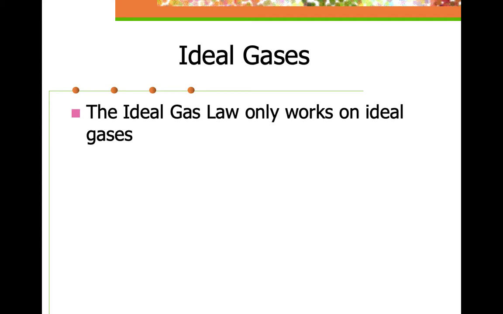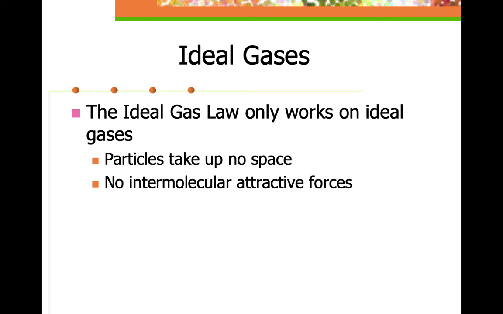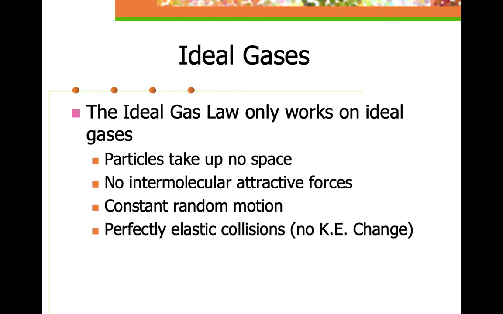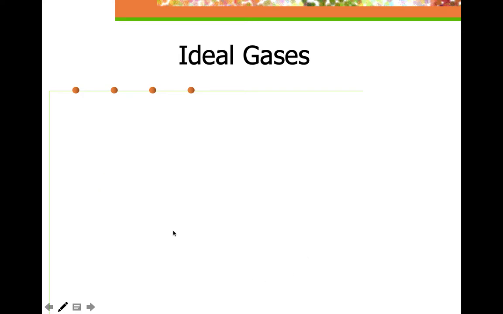So what makes a gas ideal? Well, the ideal gas laws only work on ideal gases. We say that ideal gases, the particles in them take up no space. We say that there are no intermolecular attractive forces, so one molecule isn't attracted to another. They're in constant random motion, and they have perfectly elastic collisions, or no kinetic energy change. In this class, we're going to say all the gases we work with are ideal, and they fulfill these requirements.